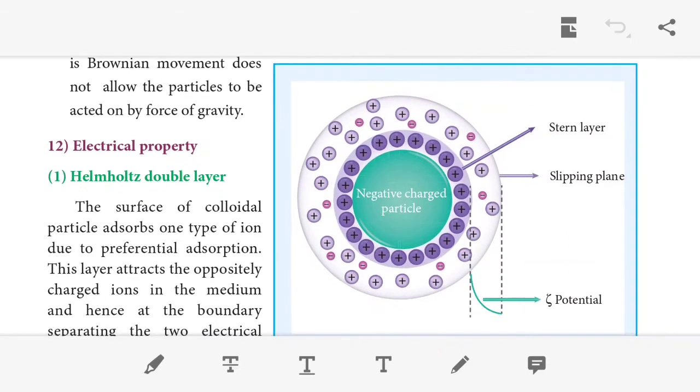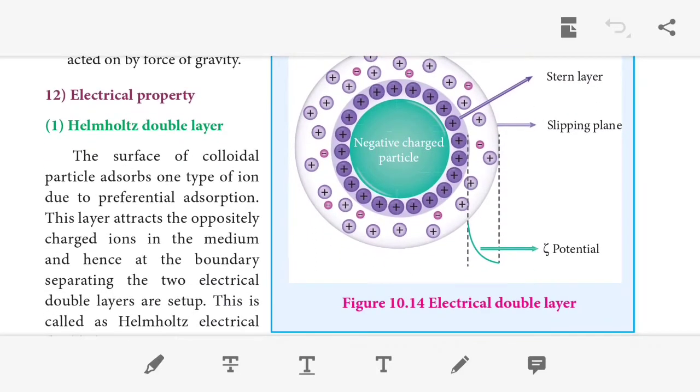The next property is electrical property. It can be explained in two or three ways. First one is Helmholtz double layer, the electrical double layer. In the Helmholtz double layer, the surface of the colloidal particle adsorbs one type of ion due to preferential adsorption. This layer attracts the oppositely charged ion. That is, if the surface of the colloidal particle has a positive ion, it attracts the opposite charge. Okay. So the opposite charge ion is in the medium, and the boundary separating these two layers, plus and minus, is called the Helmholtz electrical double layer.